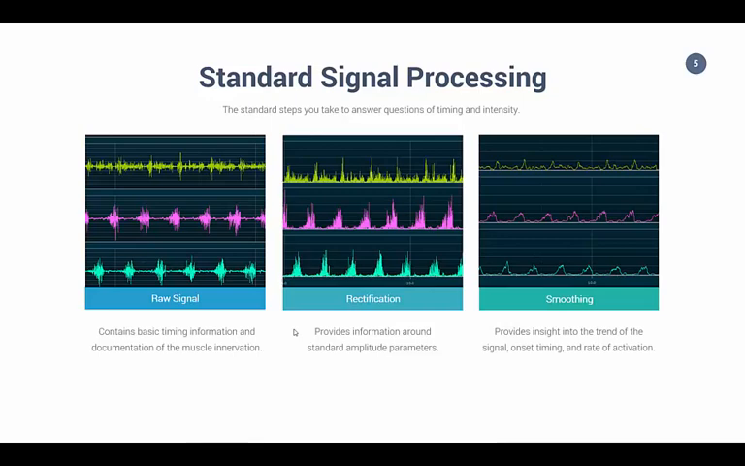A smoothing algorithm can be applied to outline the mean signal trend of the signal, essentially creating an envelope of the rectified signal. This approach allows for easy visualization of the rise and fall of an EMG signal, as well as the peak intensities achieved. Additional filtering can also be applied to remove noise artifacts if necessary.